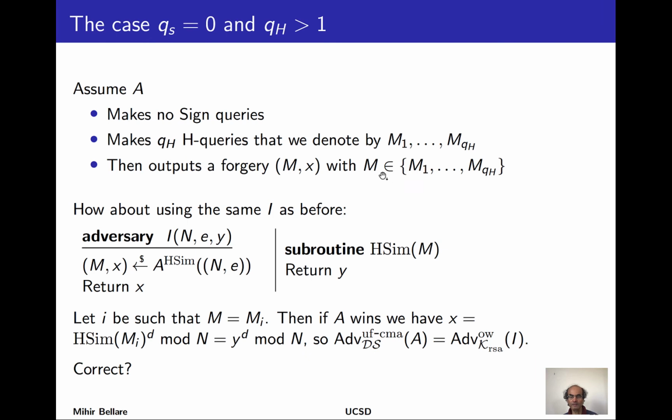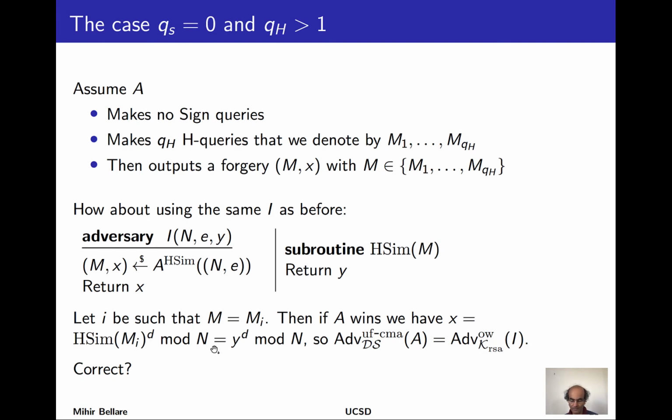Well, we know that the message that's output in the forgery is somewhere in this list. I don't know where, but for the analysis, let's denote the index by I such that m equals m sub I. Well, if A wins, we know that x is the hash of m sub I to the d mod n. But regardless of what I was, this hash has the value y. So we get that this is equal to y to the d mod n. But since that's the quantity that the inverter wanted, it succeeded in inverting y, and so it should win.